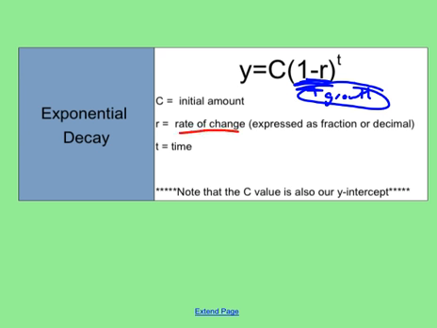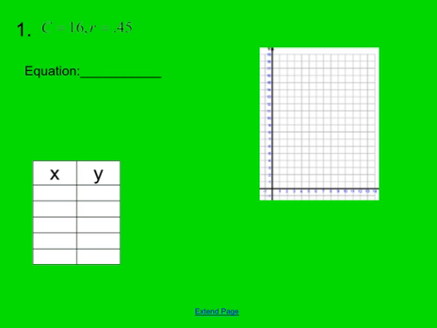Rate of change, fraction or decimal. So percents, 1, 2. Boom. That's going to be your new decimal. 2 times. T is time still. C value is still your y-intercept. So, 16. Knowing me, I would have did y equals 16 times 1 minus 0.45 to the x. And that's how you're going to start all of them.